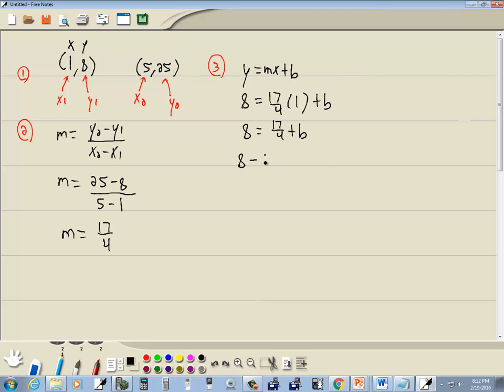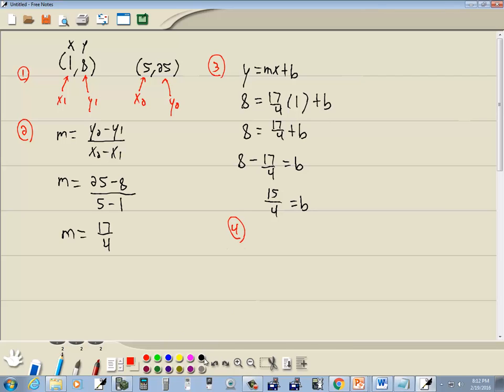I'll take 17/4 to the left side. Notice I put the minus kind of up with the 17. You do not want to include it in the bottom part if you're using the mixed number rule. So then we're going to use the mixed number rule. 8 times 4 is 32 minus 17 gives us 15, I believe. Let me think. Yeah, 15. And that's b.